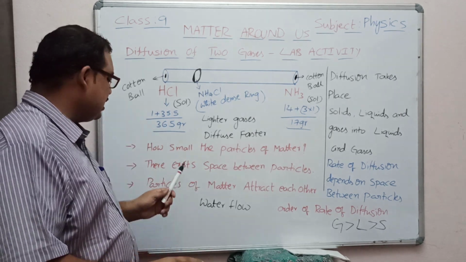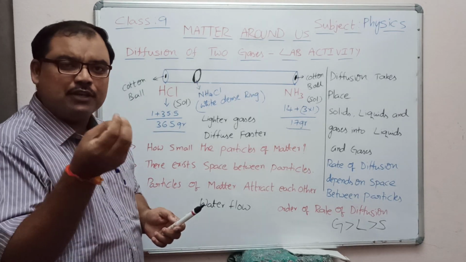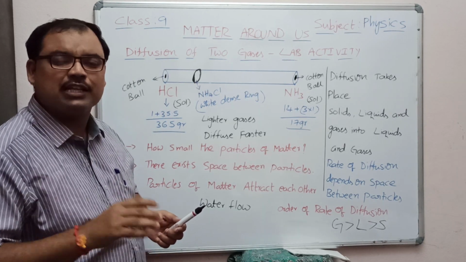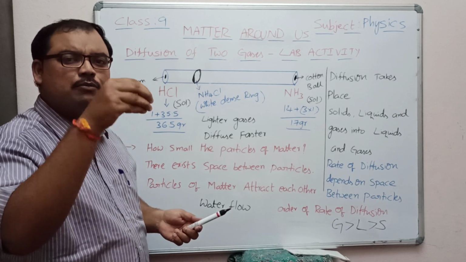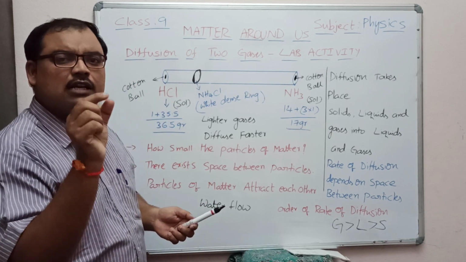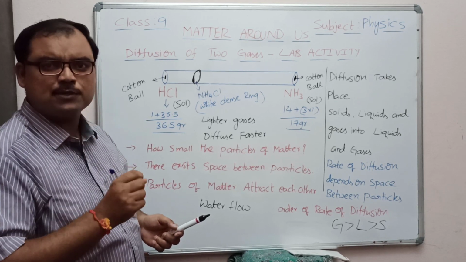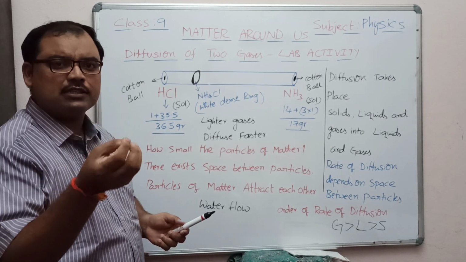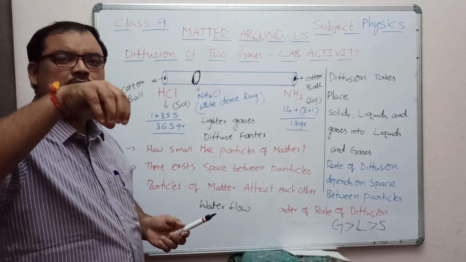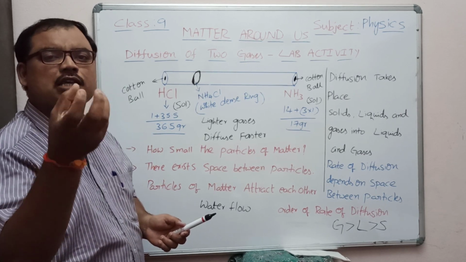Another activity, showing there exists space between the particles. When you add sugar to milk, we cannot see the sugar separately. Dissolving of sugar into milk is nothing but sugar occupying the little gaps between the molecules of milk. Liquids have little gaps. So whenever we stir sugar, it shows that sugar particles are occupying the gaps between milk molecules.